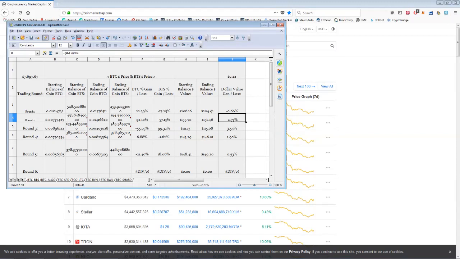This next round, my Bitcoin percent was up 7, and my Bitshares was down 1.5. And this was almost a 2% gain. This last one I had here, my Bitcoin dropped 21%. My Bitshares increased 18%. And I went from 148 to 149, so 0.5% gain total.